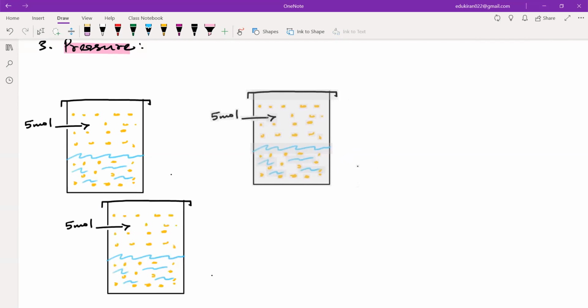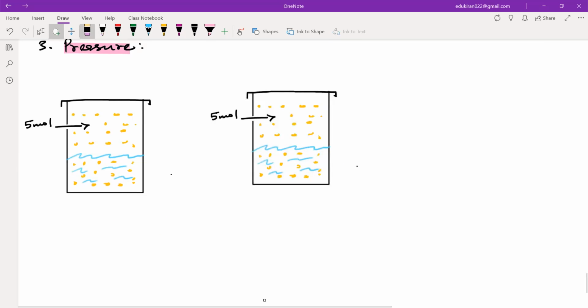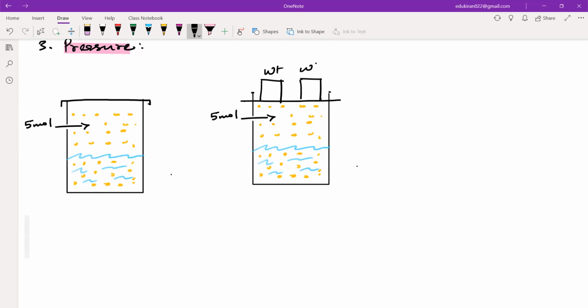But the difference in this second case is that rather than having a lid like this, I have here a piston. This piston is movable, and I have put up some weights. Weights here, this is also weight. This one does not have any weight, but in both cases I have added 5 mole of gases. Now there is scene A and another scene B.